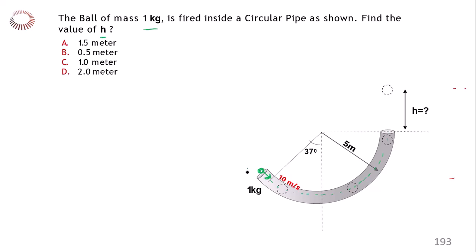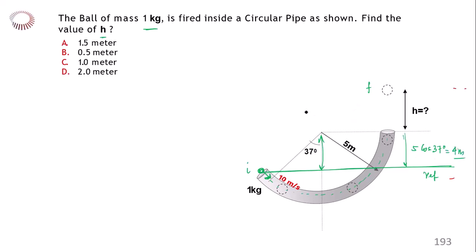Initially, let us say this is the initial position and this is the final position of the ball. Based on the initial position, if I draw a horizontal line from it, I am saying this is the reference. First calculate the position of the ball once it has been released from the pipe. That is h plus this number. What is this number? This angle is 37 degrees, so 5 cos 37 degrees, that means 4 meters.